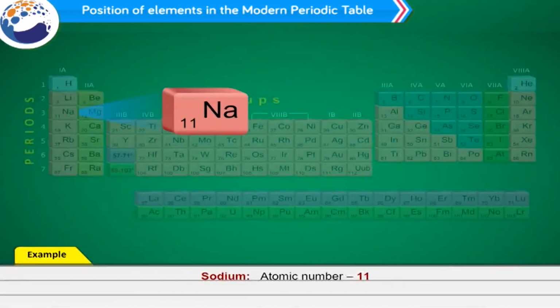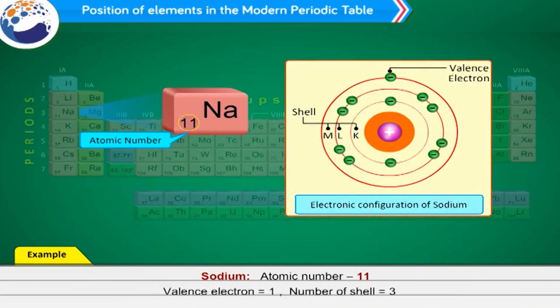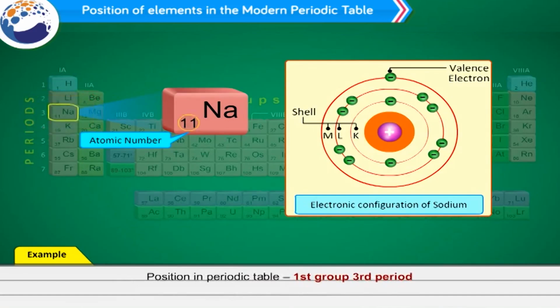Sodium, atomic number 11. Electronic configuration of sodium K2, L8, M1. Valence electron 1. Number of shell 3. Position in periodic table: first group, third period.